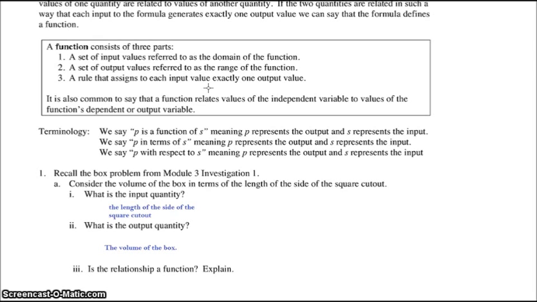So if you think about the length of the side of the square cutout, we can't cut out a square from 4 sides of our piece of paper and fold up and make the box and get 2 different volumes. The length of the square cutout determines what the volume will be. So for each input value, there's exactly one output value. For each length of the square cutout, there's only going to be one corresponding function value. So our answer is yes.